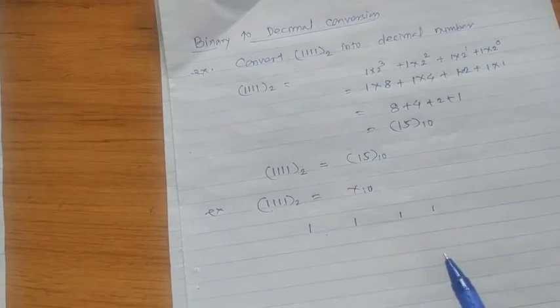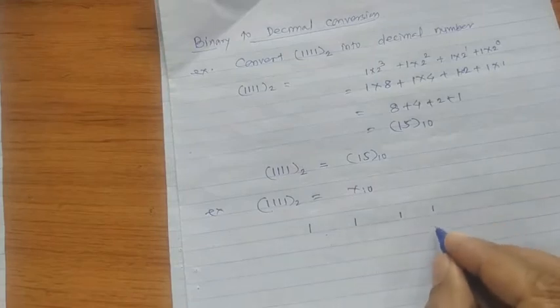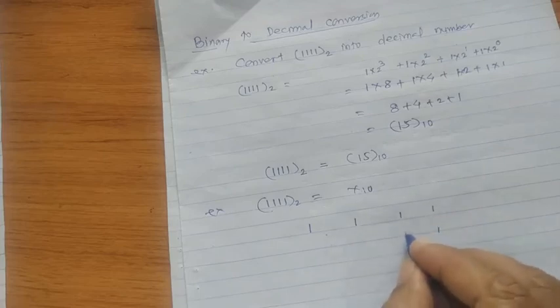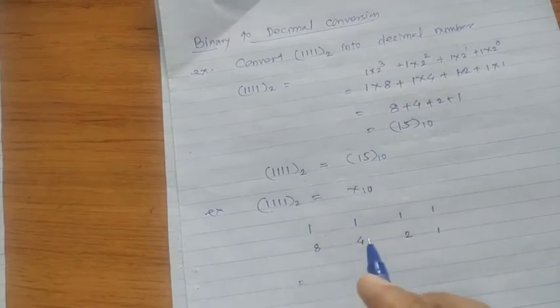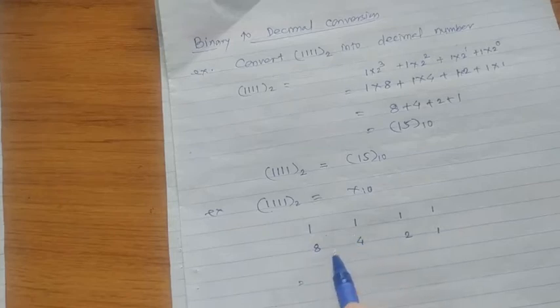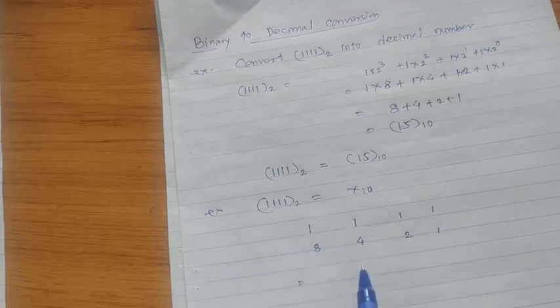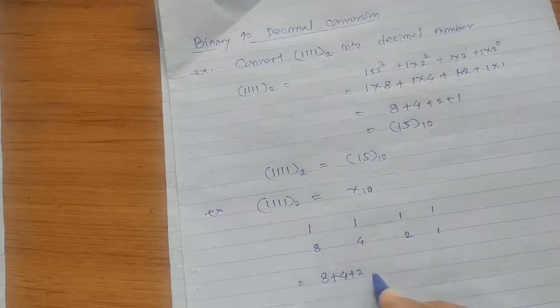Write the binary weight below each digit from right to left. Here the binary weights are 1, 2, 4, 8. Therefore, cancel the weight where the bit is 0, but in this example no bit is 0, so we can add 8 plus 4 plus 2 plus 1, which is equal to 15 base 10.